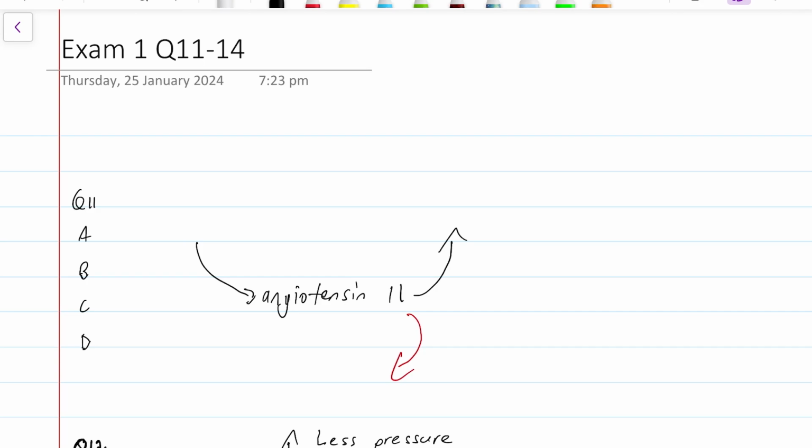Keyword here is necessary. If we follow the arrows, the cycle can continue without the arterioles, so C is out. Brain is not in the diagram at all, so B and D are out, leaving us with A.